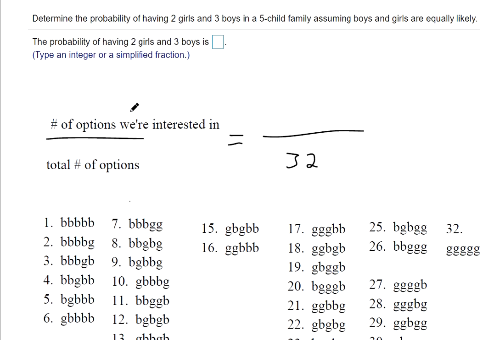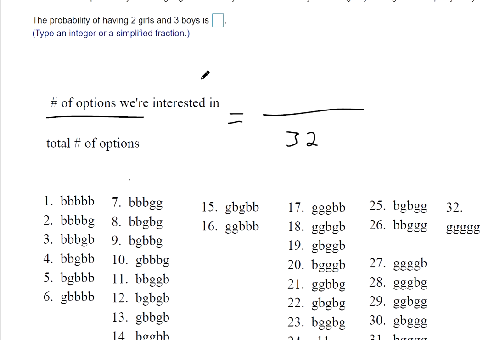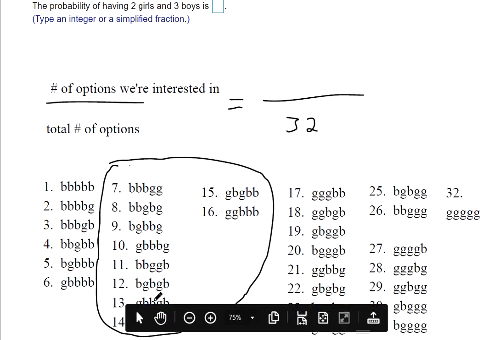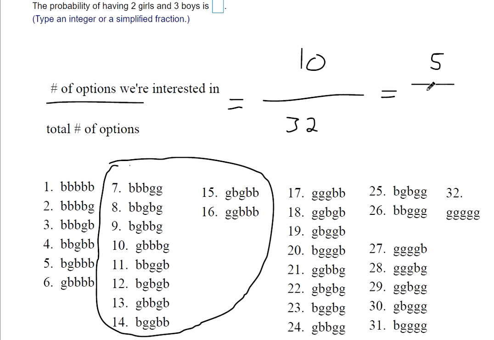Now the number of options we're interested in is the number of ways of having 2 girls and 3 boys. So I separated those as we were writing out the options. These are all the different ways of having 2 girls and 3 boys. 1, 2, 3, 4, 5, 6, 7, 8, 9, 10. There's 10 ways of making that happen. So if you simplify that fraction, both the top and the bottom can be divided by 2. That's 5 out of 16.